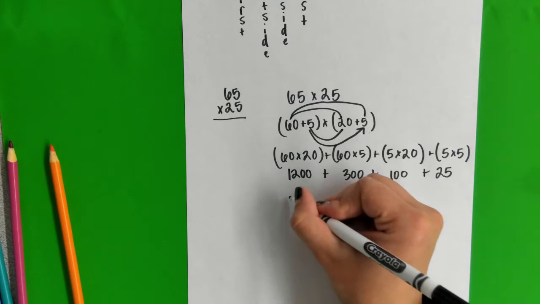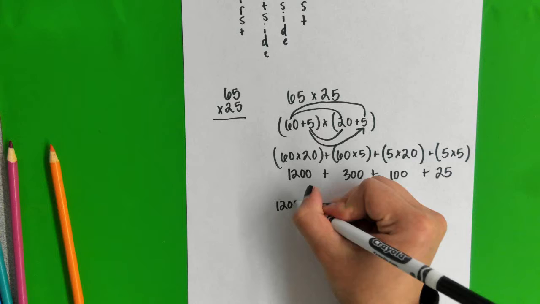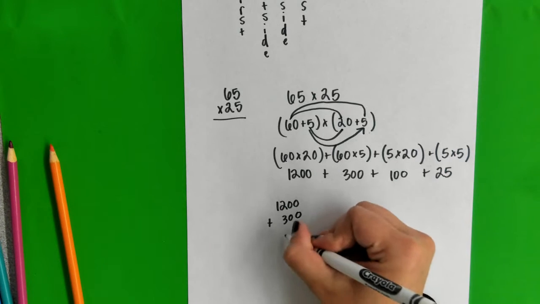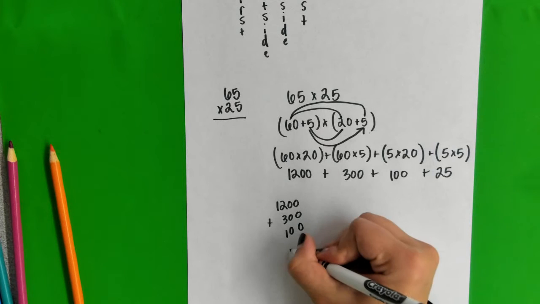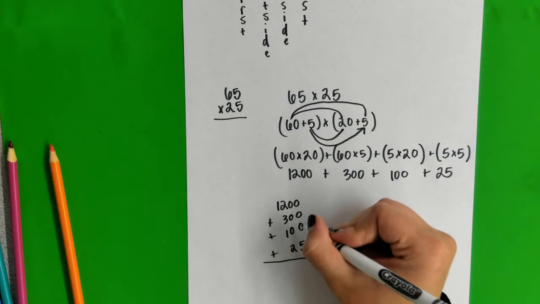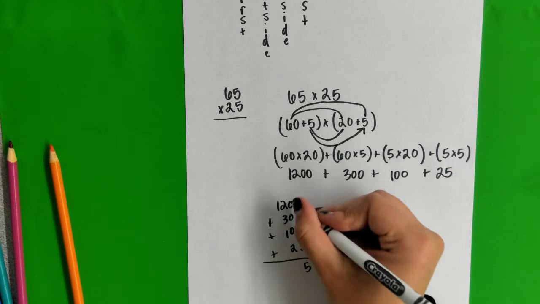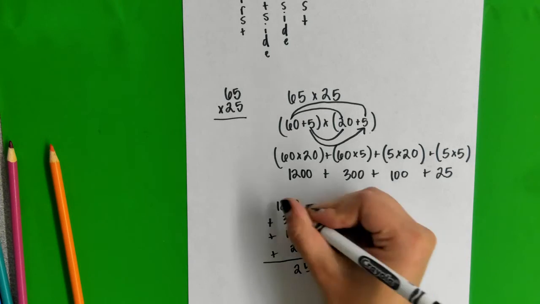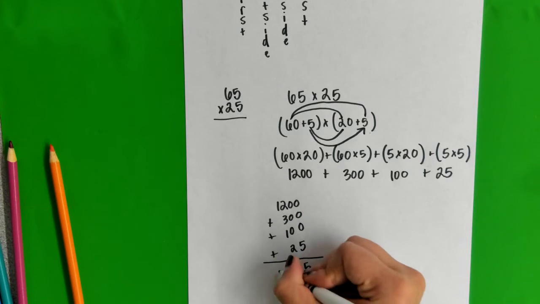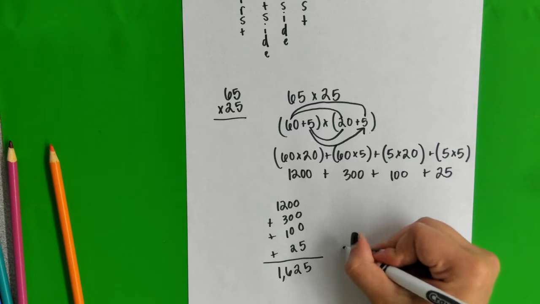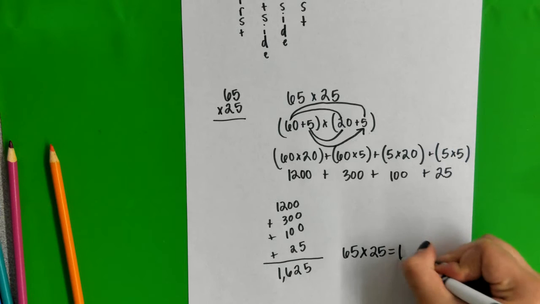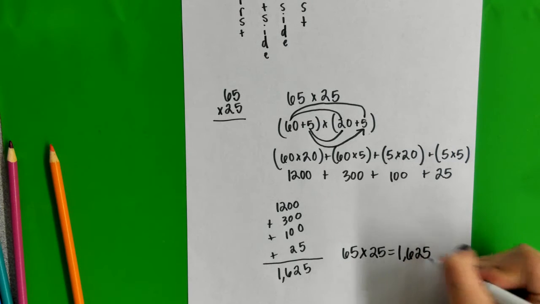So now I can stack all my numbers up. Zeros and 5 is 5. Zeros and 2. 2 plus 3 is 5, plus 1 more is 6. And 1. So now I know 65 times 25 equals 1,625.